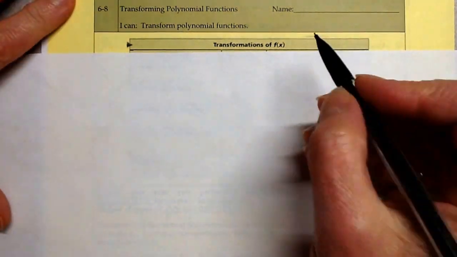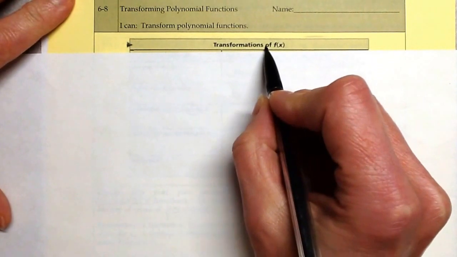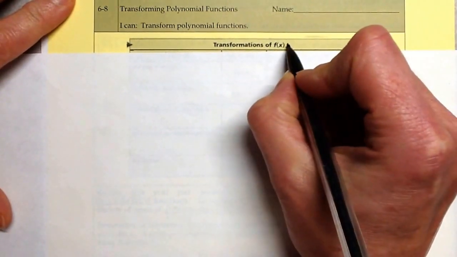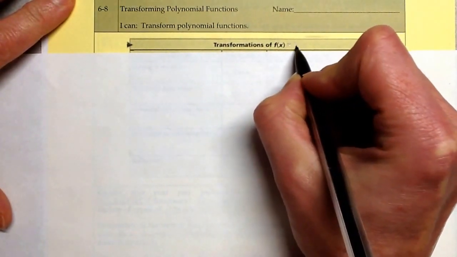In section 6.8, you're going to be working with transforming polynomial functions, and we're going to add to this table here. It says transformations of f of x, and the table involves the cubic function. So you've worked with transformations in several different sections. This notation is going to be just a little bit different, but it's really not hard. The notation we're going to use is f of x.